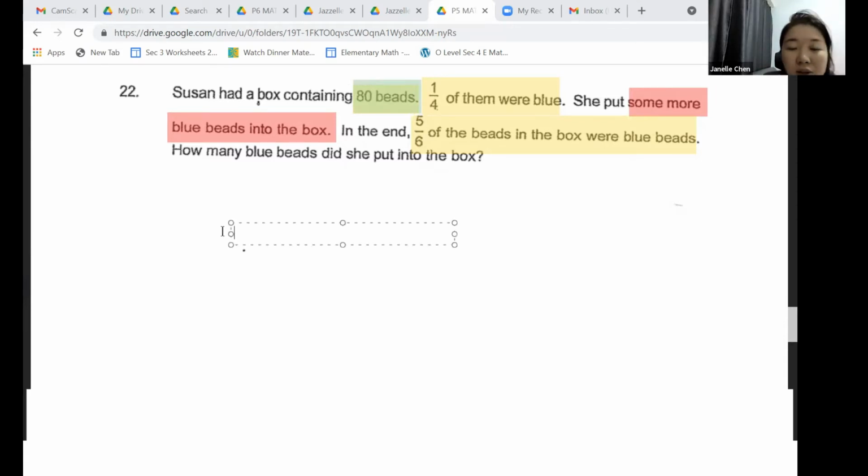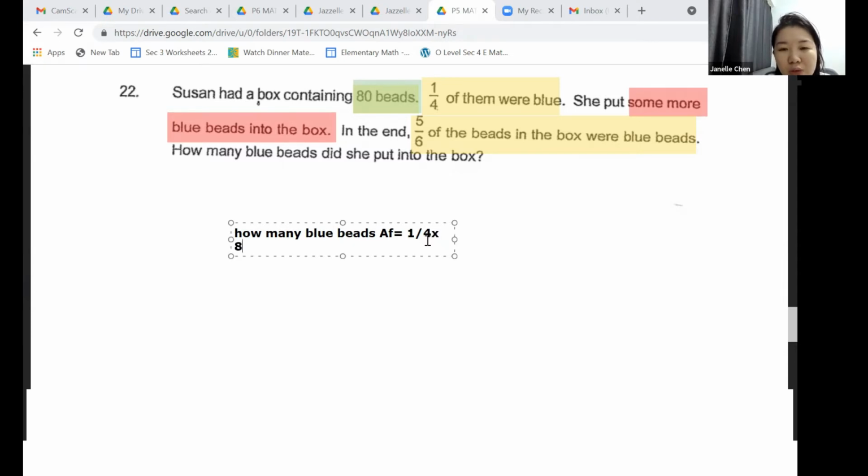So let's start by finding how many blue beads there are. How many blue beads at first? At first there's 1/4, which equals 1/4 times 80. Please note every time you have something 'of them', it means you need to times them. So 'them' in this case is the 80 beads, which is the total beads. We have 20 blue beads. So that is the start.